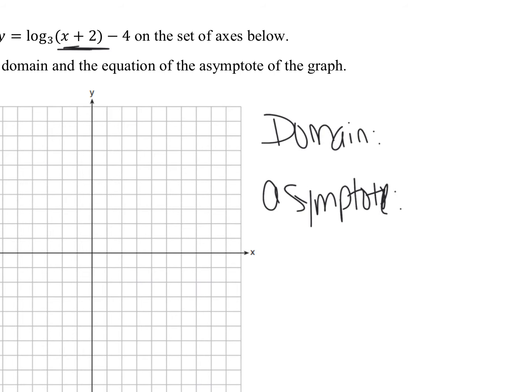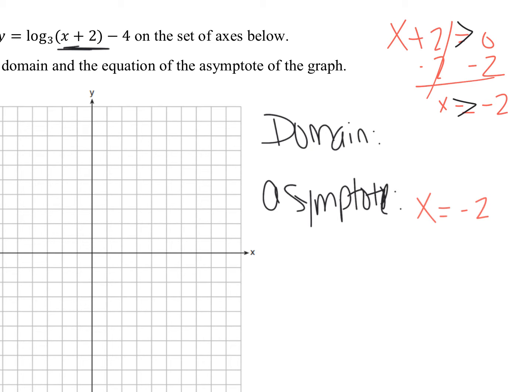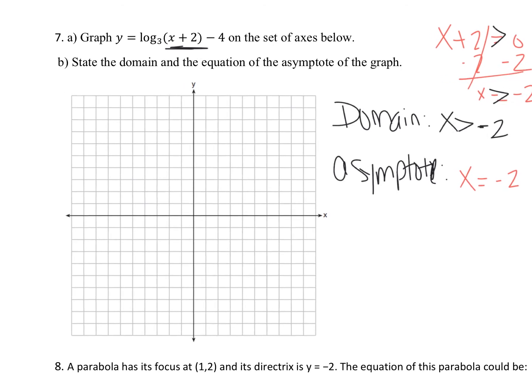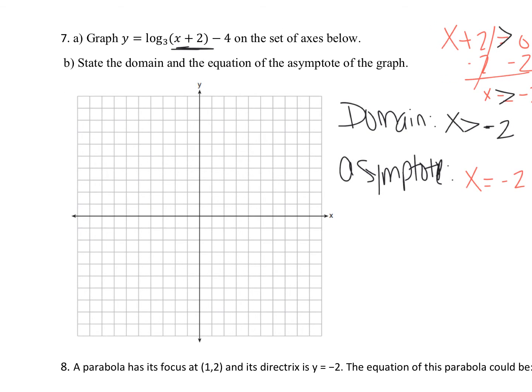It always has to do with the inside of the parentheses. If you set that equal to 0 and subtract 2, that actually gives you the asymptote. And then we always want this to be greater than 0, so I believe this would be the domain, because you don't want the inside of the log to be negative. But we can graph and see the actual picture here and see the domain that way also.